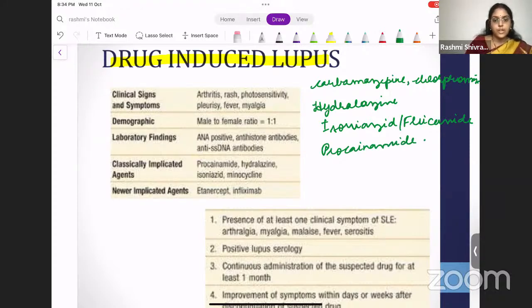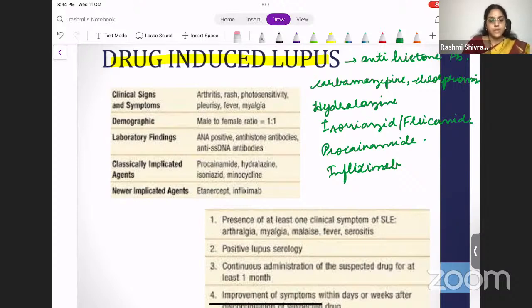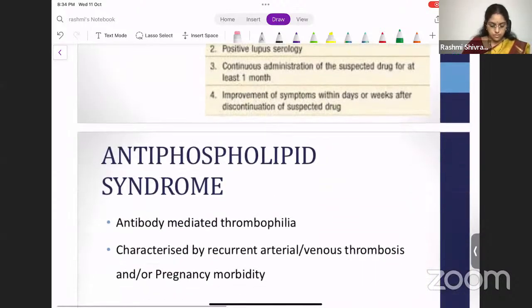A few important newer drugs which are implicated are the anti-TNF alpha antibodies, infliximab and etanercept. These are also implicated in drug-induced lupus. In drug-induced lupus, I told you the antibody which is commonly implicated is antihistone antibodies.